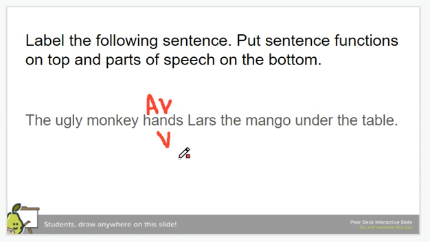Okay, then we say who or what is handing Lars the mango. Okay, when we ask who or what is doing the verb, that tells us the subject. So our subject here is monkey. And monkey, person, place, thing, or idea. And, we count animals, right?